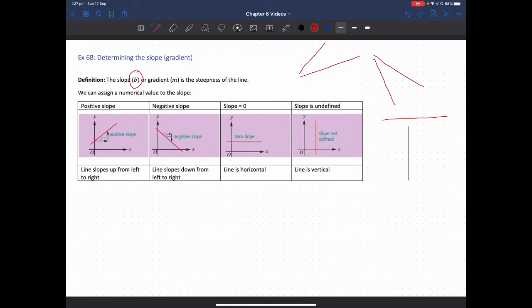To summarize, a line going up across the screen has a positive slope. A line going down has a negative slope. A horizontal line has a slope of 0. A vertical line does not have a slope defined for it. The steeper the line, the bigger the gradient.